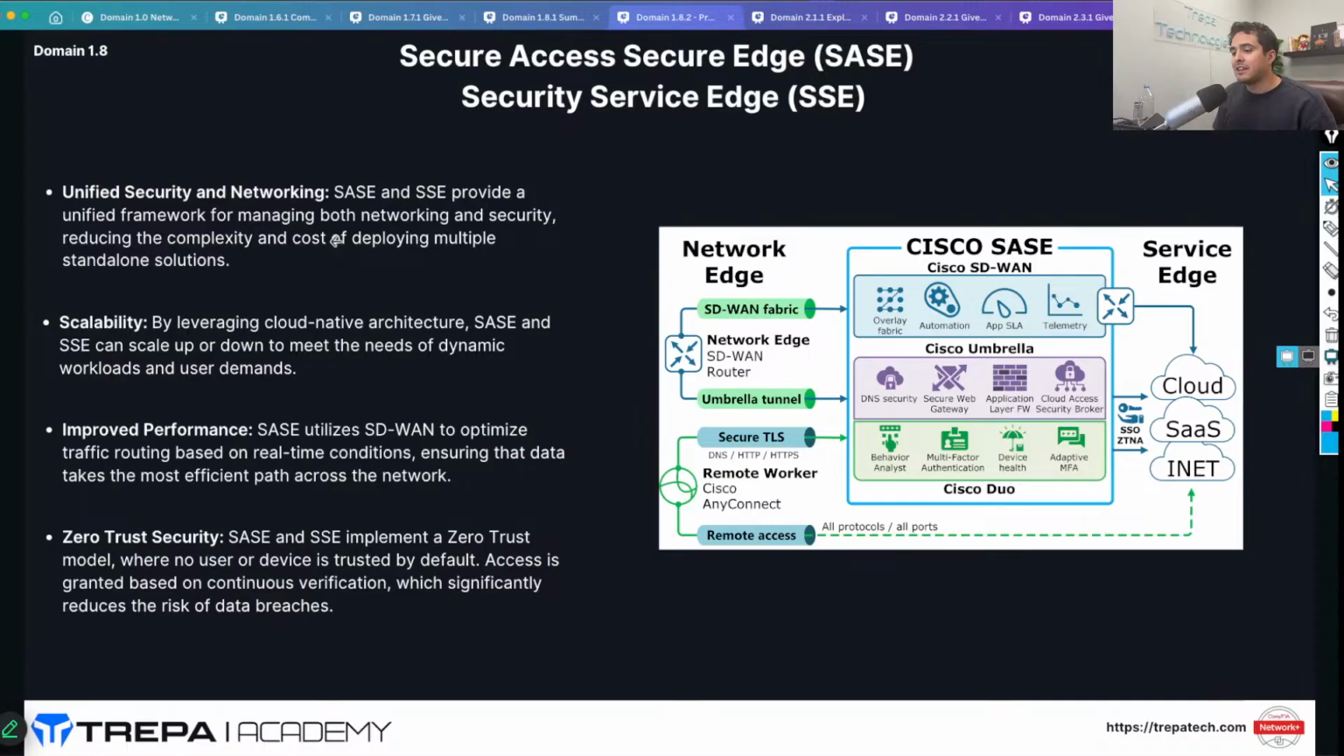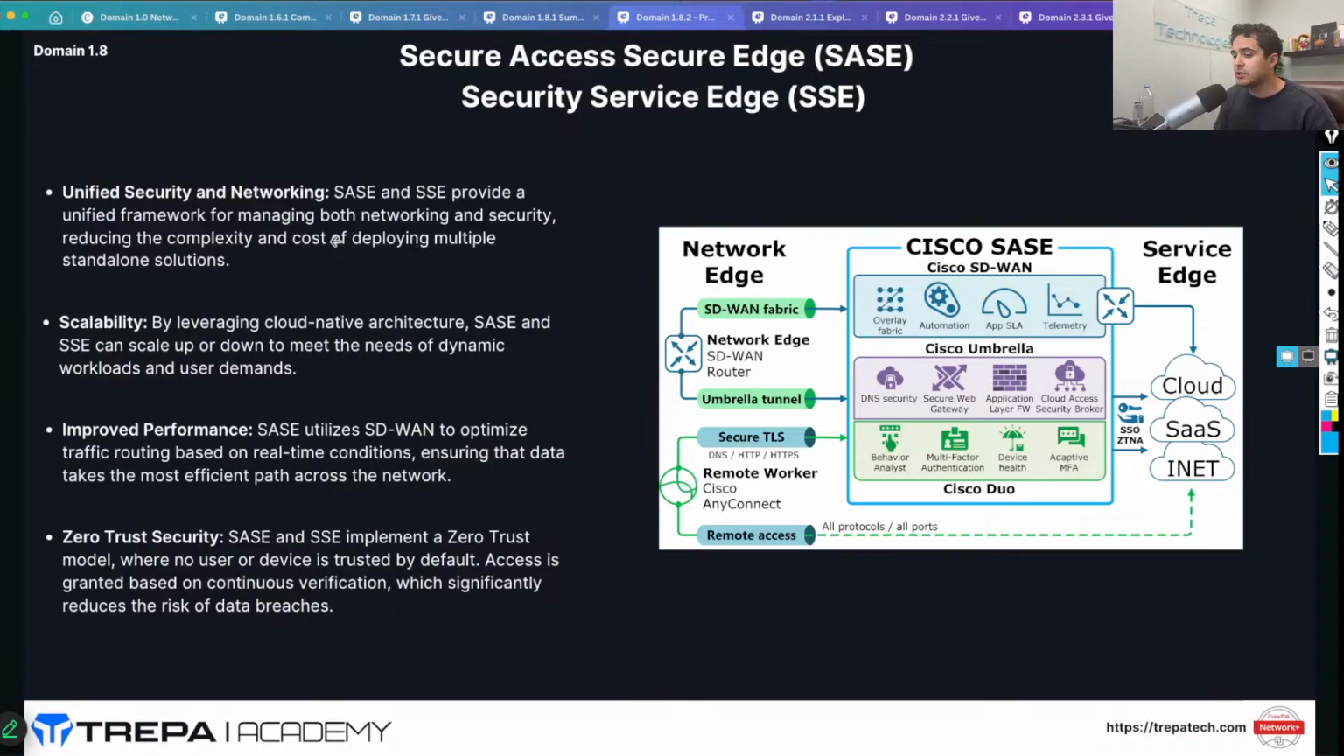Scalability. By leveraging cloud-native architecture, SASE and SSE can scale up and down to meet the needs of dynamic workloads. So remember, this is not a physical hardware appliance. This is something that you can deploy in the cloud. It's software that you can deploy. And with that, you can scale it up, scale it down. You get that elasticity.